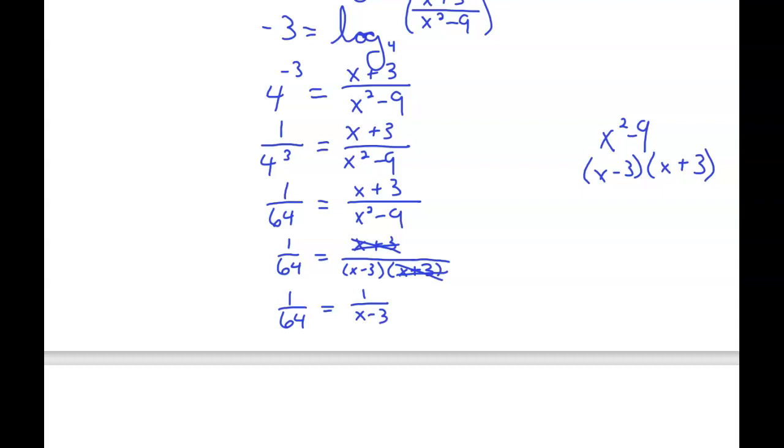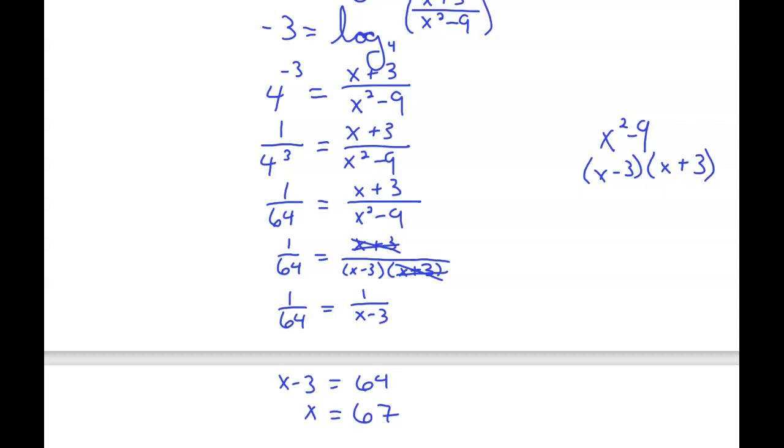If I cross multiply now, I basically get x minus 3 is equal to 64. And then I add my 3. So I get x is equal to 67. You would have gotten the same thing if you had cross multiplied here. It would have just taken you a lot longer, and there's no reason to.